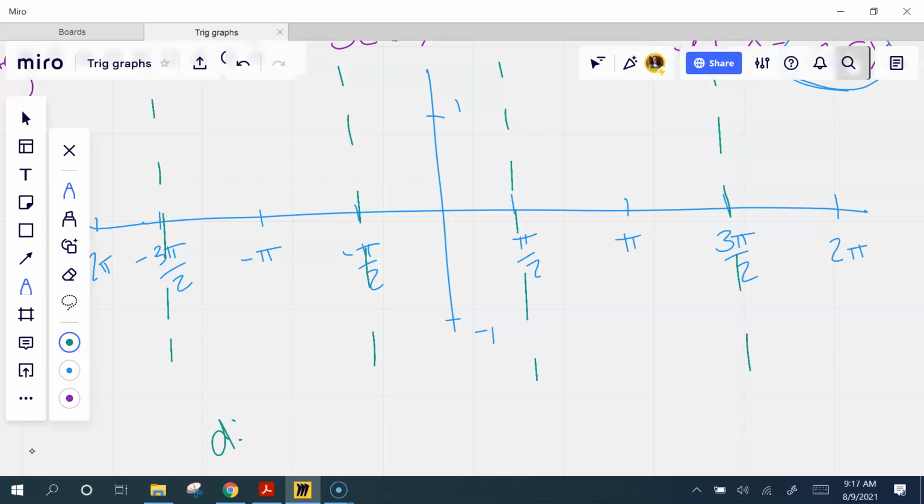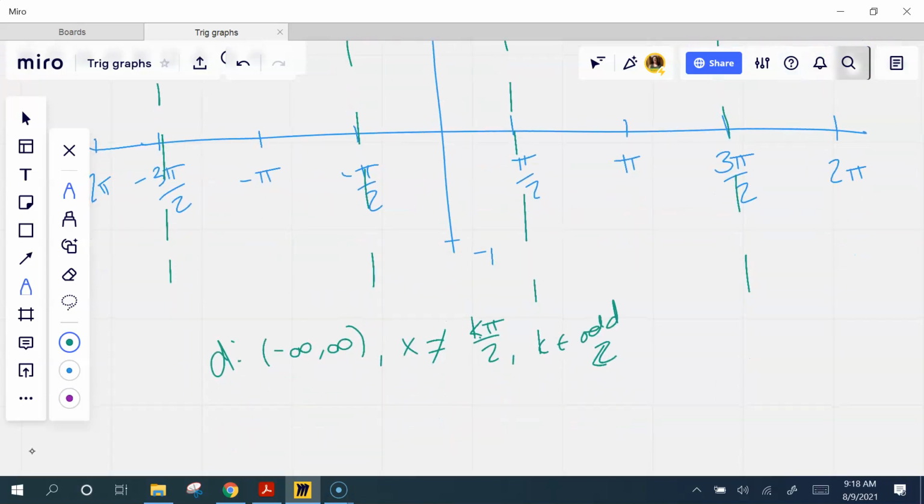So you could write this 2 ways. You could say negative infinity to infinity, where x cannot equal, so you can define what it can't be. That is k pi over 2, where k is an odd integer. Okay? Or we could say from negative pi over 2 to pi over 2, union pi over 2 to 3 pi over 2.